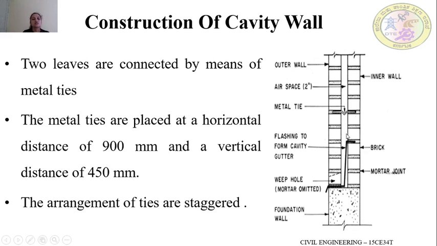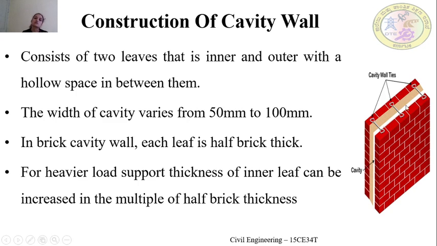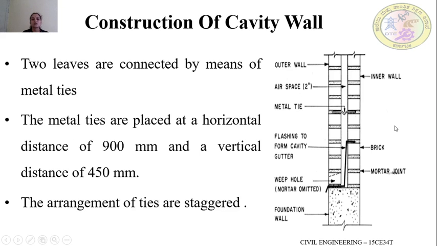So the metal ties will be placed at a horizontal distance of 900 millimeter and at a vertical distance of 450 millimeter. And this arrangement of ties is staggered.